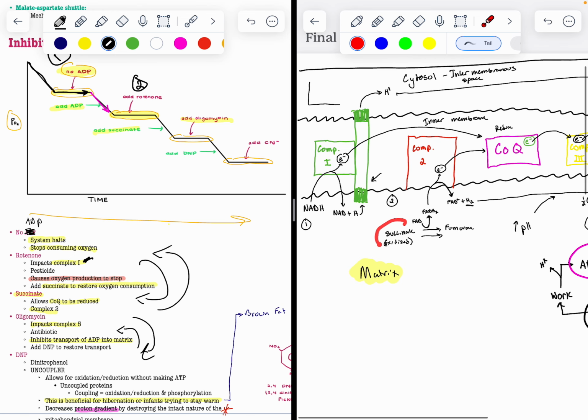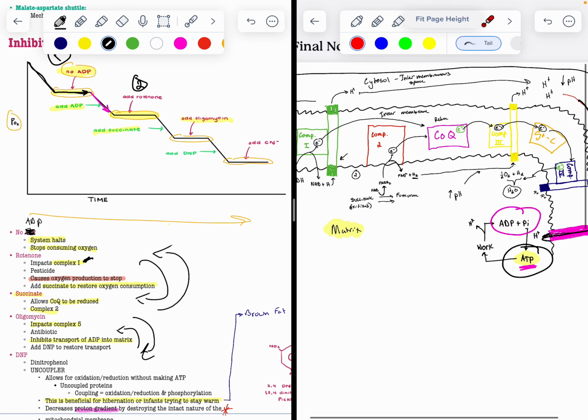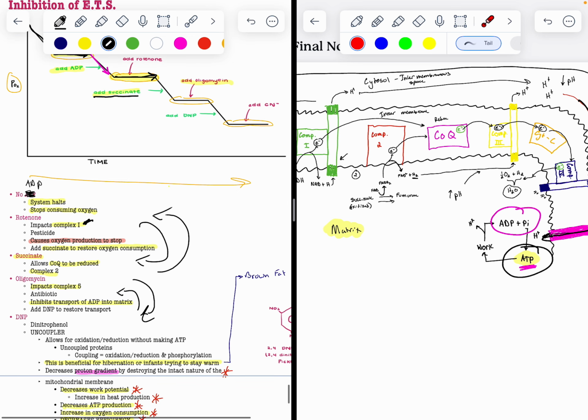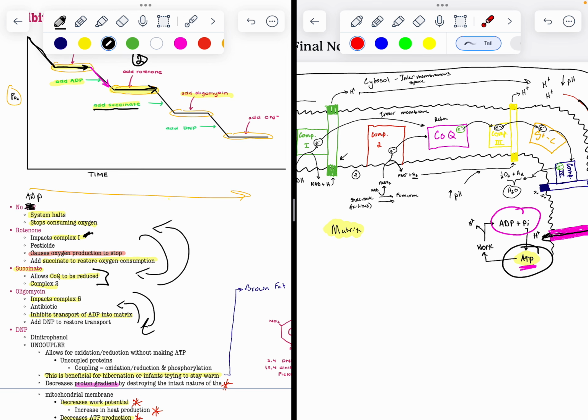So all we have to do is add succinate, and succinate will go through all these reactions again to get these electrons over here and get CoQ with the electrons that it needs. So to bypass this inhibition right here with rotenone, all we need to do is add succinate to kick in complex 2 right here. And again, it allows CoQ to be reduced because we're adding electrons to it, reducing CoQ.